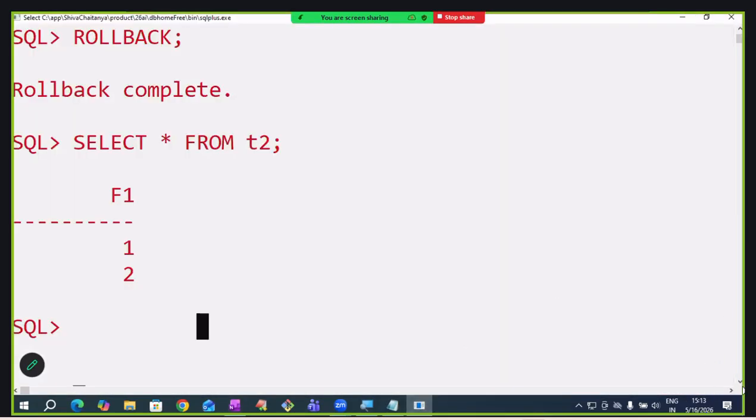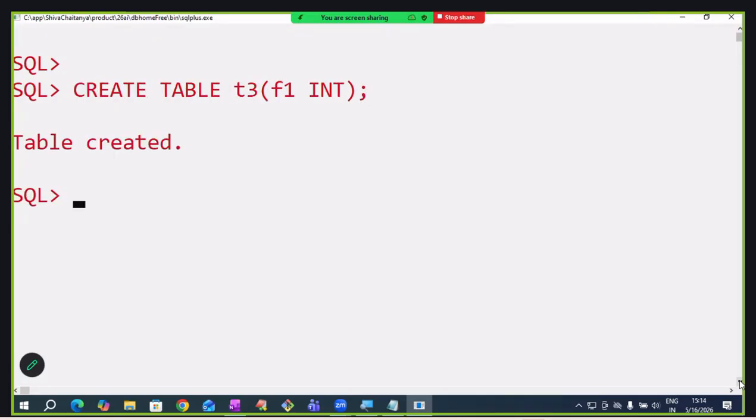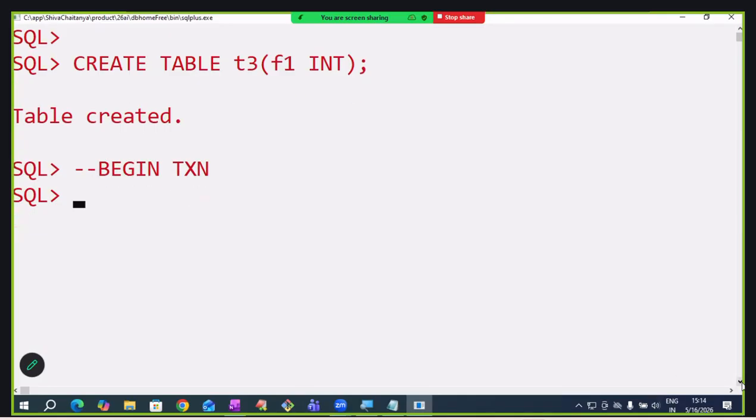Let me show this one. Observe here, sir. Okay, be focused. I'm clearing the screen here. Okay, just observe. Create table T3 with F1 column of integer data type. My transaction is started now. Now I'm inserting some records here.